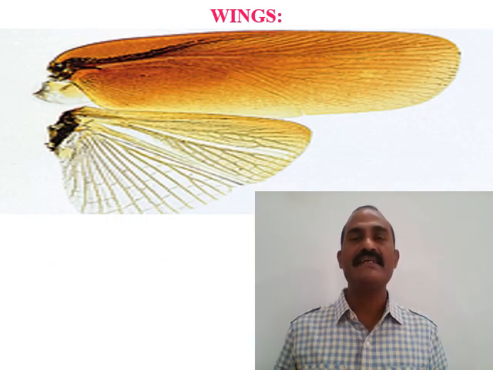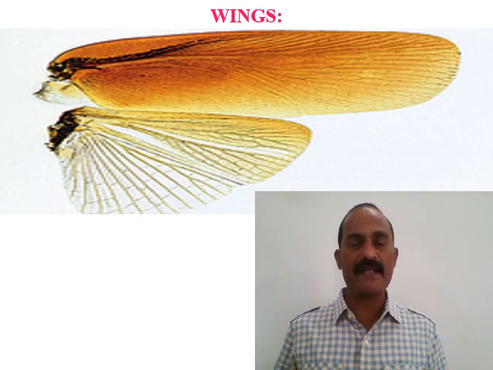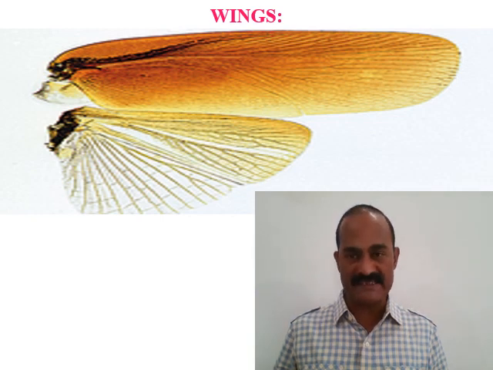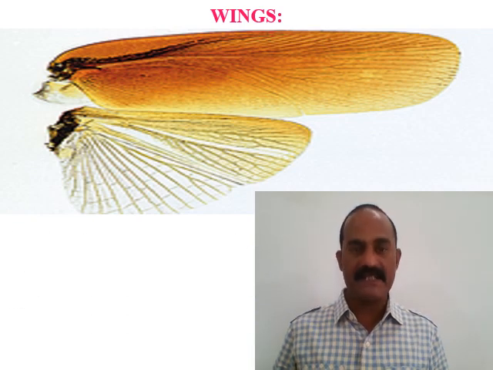Now cockroaches are provided with a pair of wings. These wings include the first pair in the mesothorax and the second pair in the metathorax. The prothorax doesn't contain any pair of wings. In females, the wings can reach up to the end of the body.